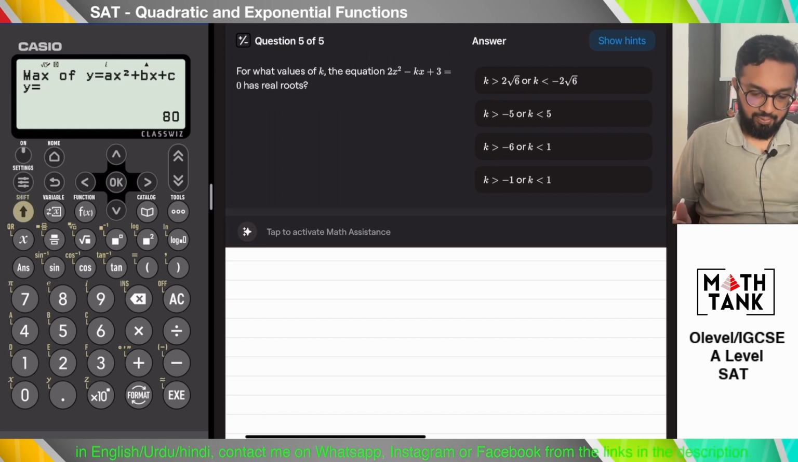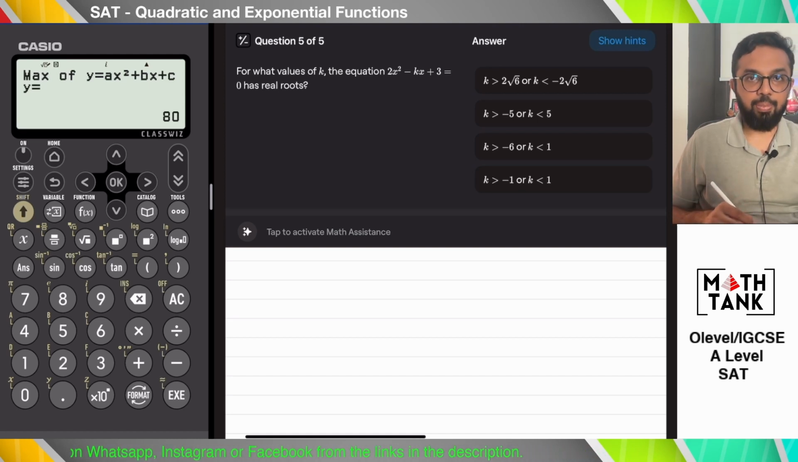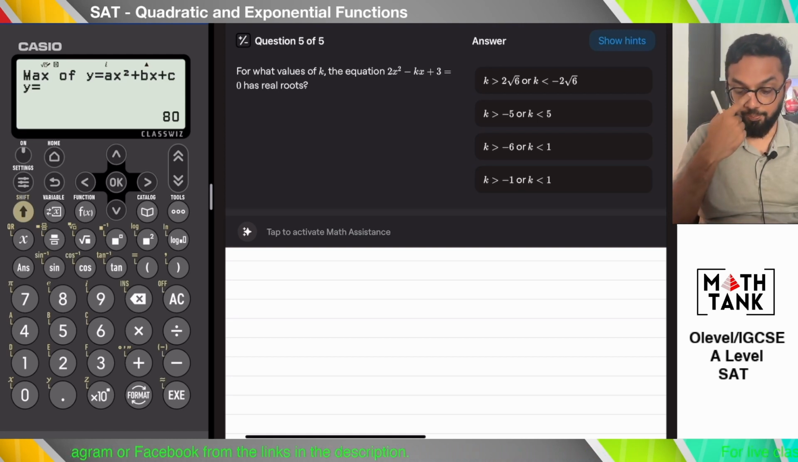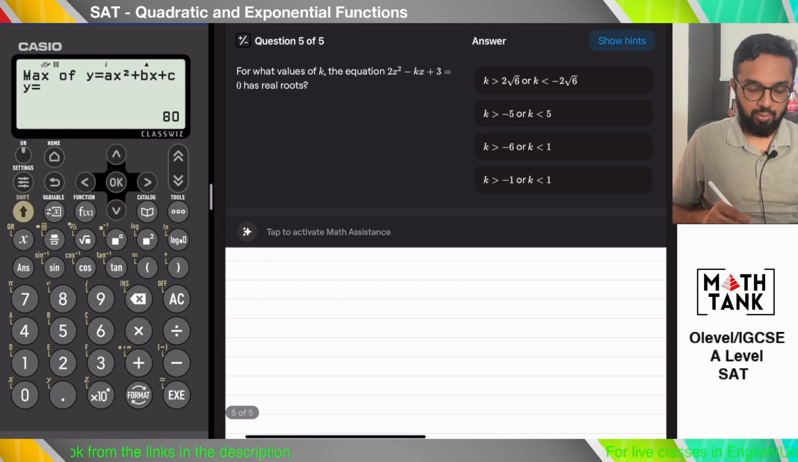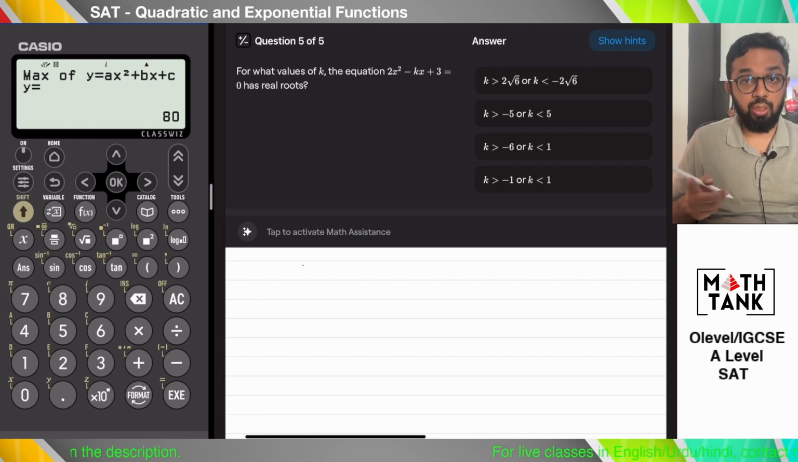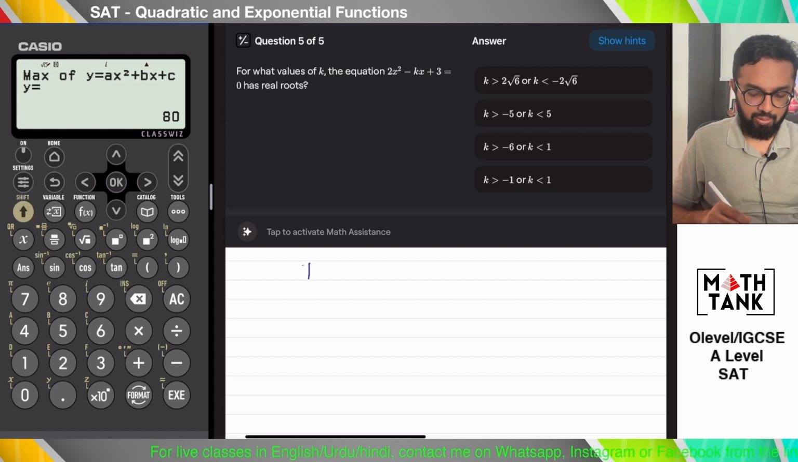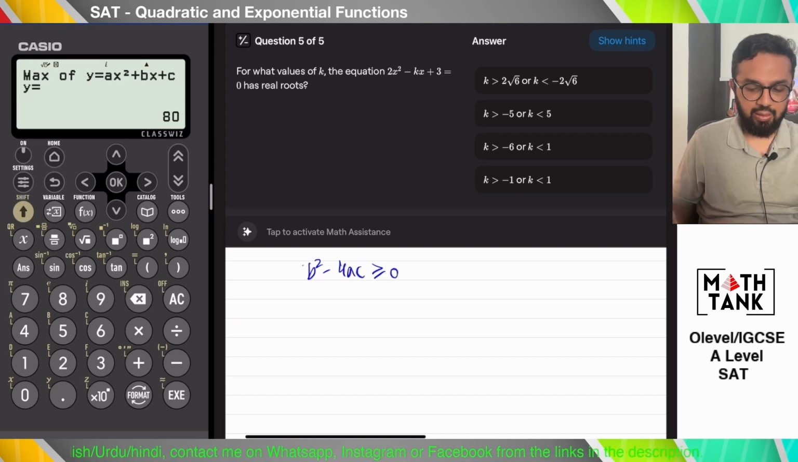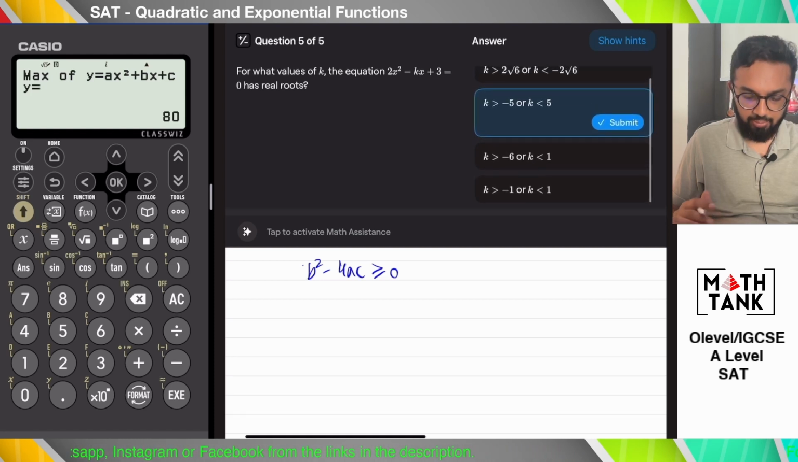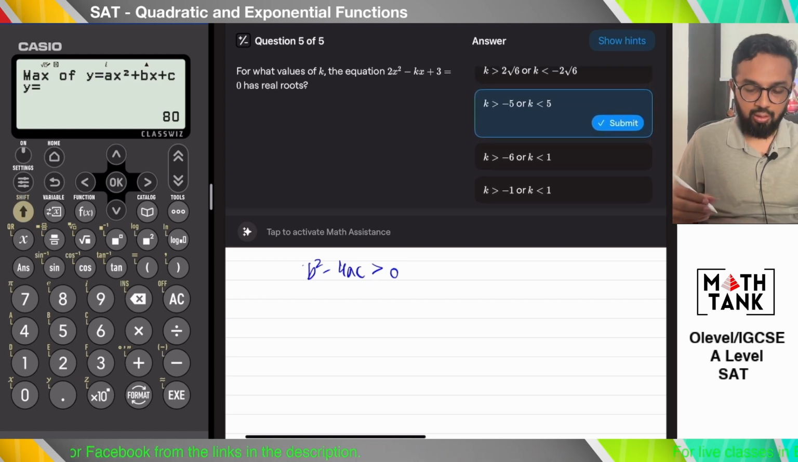Okay, then it says, what values of k does the equation have real roots? So these are about quadratics and roots, the nature of roots basically. A quadratic equation can have real and distinct roots, it can have equal roots, or it can have no real roots. What do I mean by real? When it says real, it's greater than or equal to 0. Since none of the answer options has that, I'm just going to stick with greater than 0 and say that it has real roots.